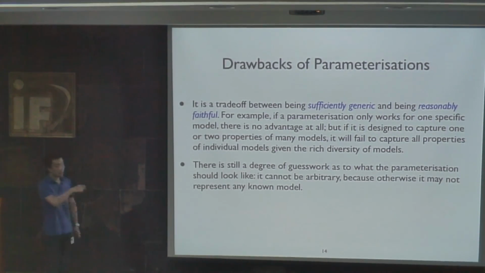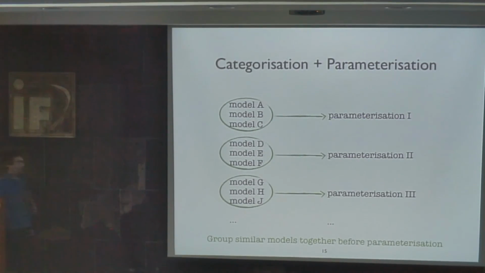So yeah, the parameterization method is a trade-off between being sufficiently generic and sufficiently faithful. You can't have one parameterization that you hope will describe all theories that are on the market. So what in practice we can do is use our experience in studying all these different theories. We know that, for example, models A, B, C have similar properties, and D, E, F have similar properties. Then we can first subdivide models into different categories and use parameterizations that describe each category well.